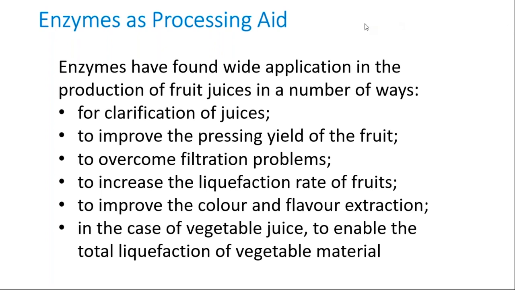Let's look at an example of enzymes as processing aids. Among the processing aids, enzymes are a very large group. They are used in a number of ways. They are used to clarify juices and to improve the yield of the fruit juice. For example, cellulase is used to break down the cell wall. They are used to overcome filtration problems, to enhance the liquefaction rate of fruits, and to improve the color and flavor extraction. In the case of vegetables, they enable total liquefaction. So a large number of enzymes are used as processing aids.